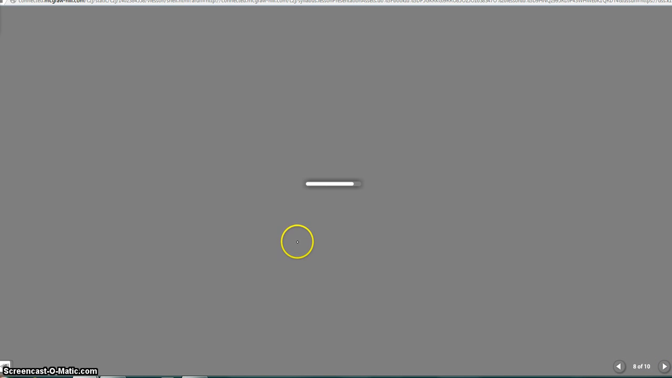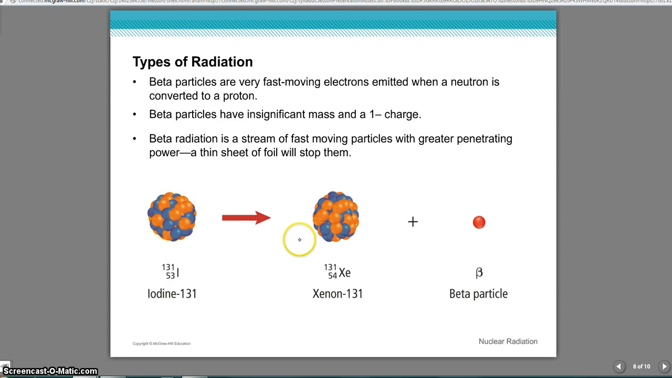All right, let's talk about beta radiation. So a beta particle is going to be very small and very fast moving compared to an alpha particle. Beta particles are emitted when a neutron is converted into a proton. They have insignificant mass and they have a -1 charge. So we typically think about beta particles as being electrons. They do penetrate more than alpha particles do, but they can be stopped by a sheet of aluminum foil.